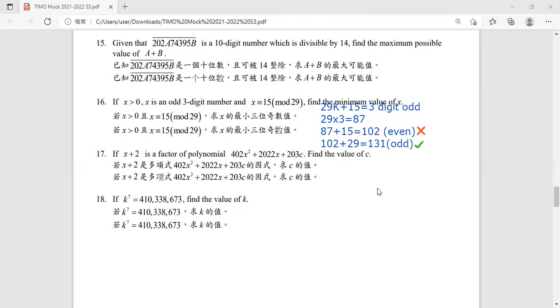Okay, any question on this one? It's just that simple.